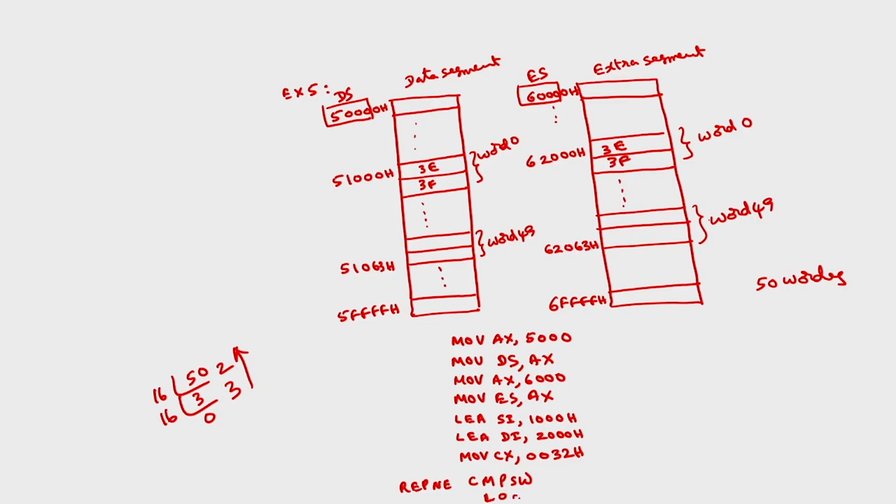There is no separate loop here, because it is inside the instruction itself. So simply halt. Because of CMPSW, this repeat will act as the loop. So this is the program to compare 100 bytes, and it will stop whenever the end of the array is reached, or otherwise if there is a match.